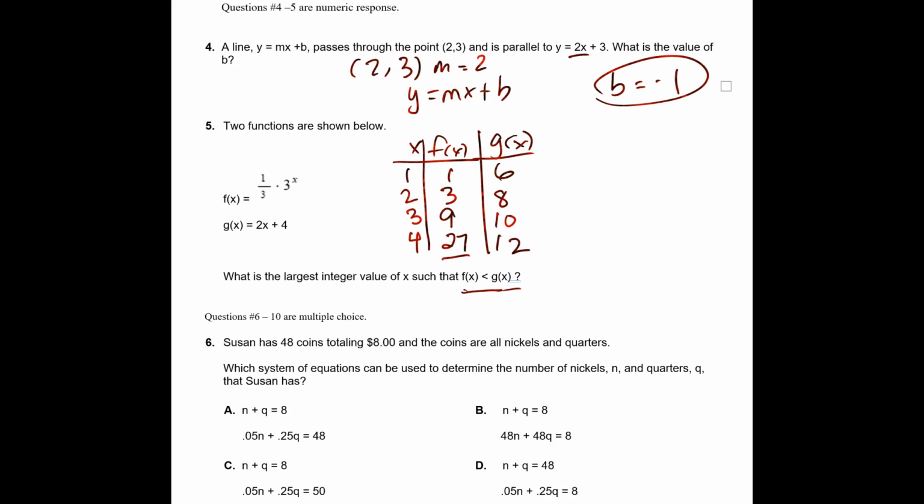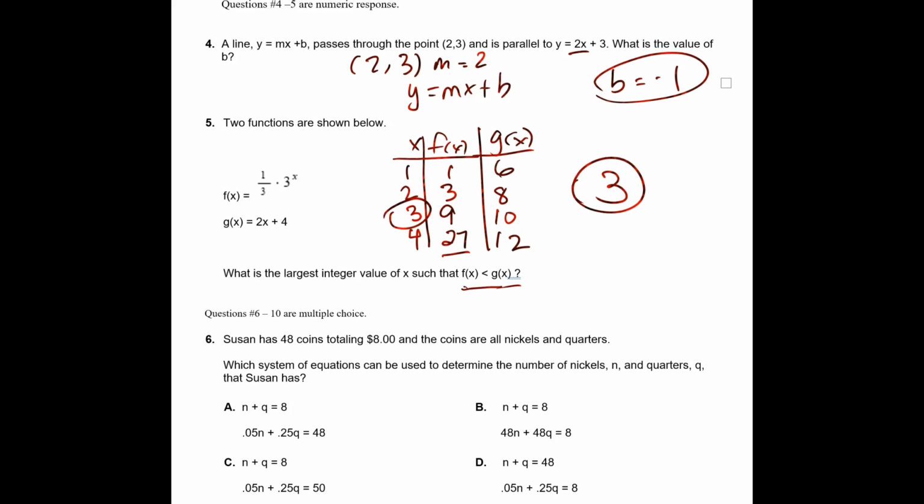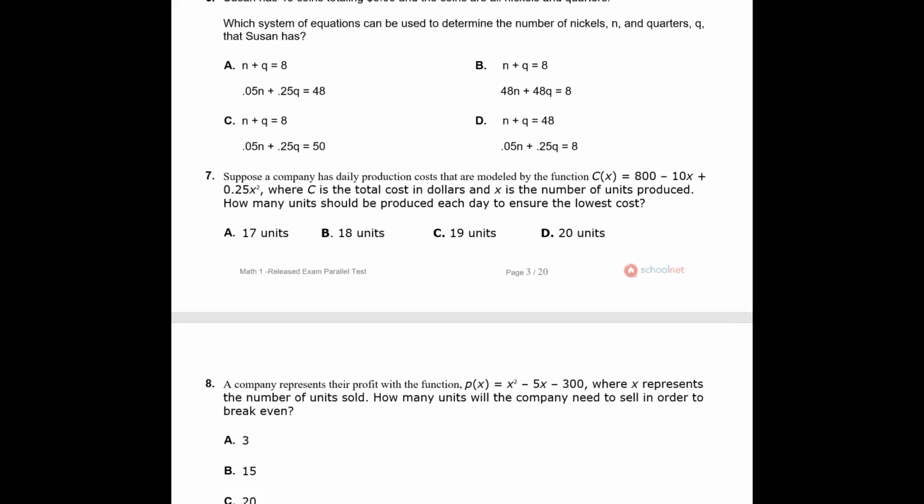So the largest integer such that this is less than that is 3. This is the largest integer because after 3, it becomes larger. All right, that's that. Read the question wrong the first time. All right, next one. Number 6.